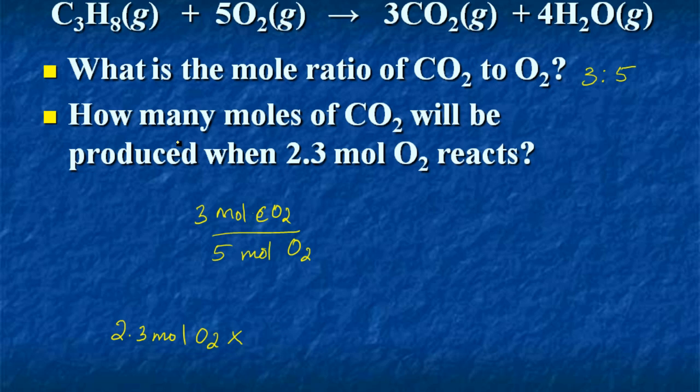So I am looking for how many moles of carbon dioxide will be produced, right? So I am looking for the number of moles of carbon dioxide. So make sure when you write the mole ratio, mole of carbon dioxide will be in the numerator. So 3 mole of carbon dioxide in the numerator and 5 mole of O2 in the denominator. So again, moles of O2 and moles of O2 will go away, and what will be your answer?